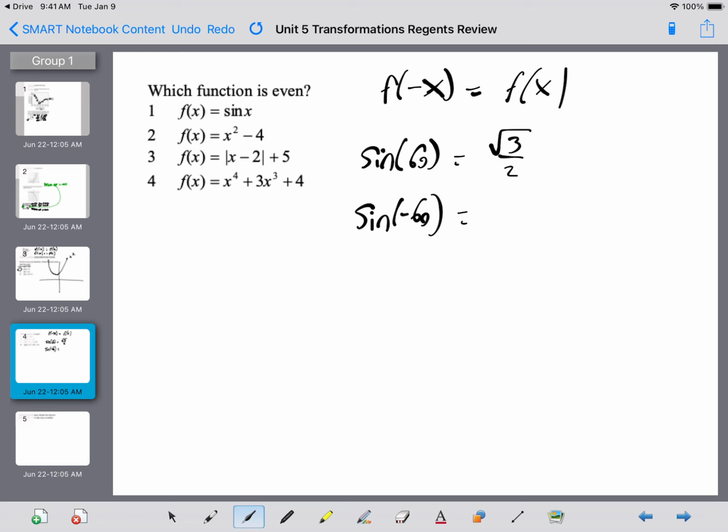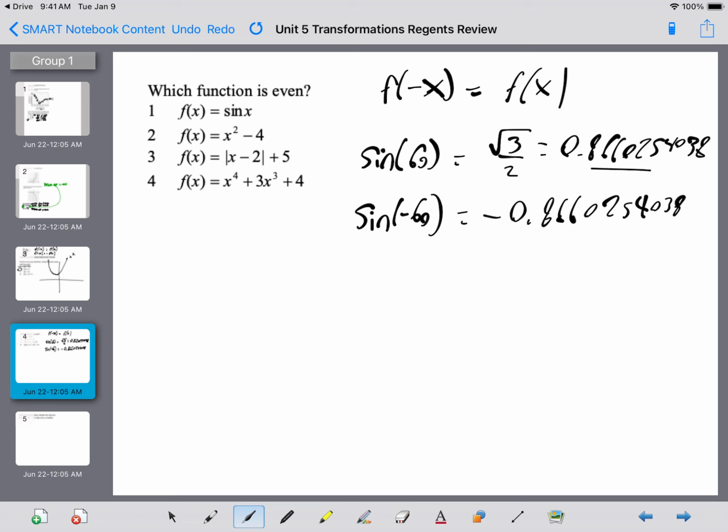I'm in degree mode, I'm good. I end up getting negative 0.866025438. Let me check what that is. Radical 3 over 2 is that same number, but it's positive. So is that even? No, it's not the same number. So sine is odd.